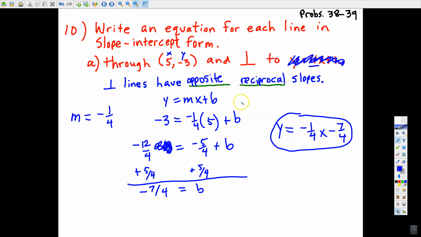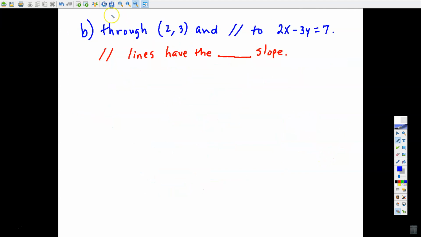Okay, so let's see if we can do a parallel example. Well, the thing about parallel lines is completely different. Parallel lines have the same slope. So if I find the slope, it works very much like the previous problem, but this time I'll need to find the slope. So we can't see the slope easily in standard form. So let's change this equation into slope-intercept form.